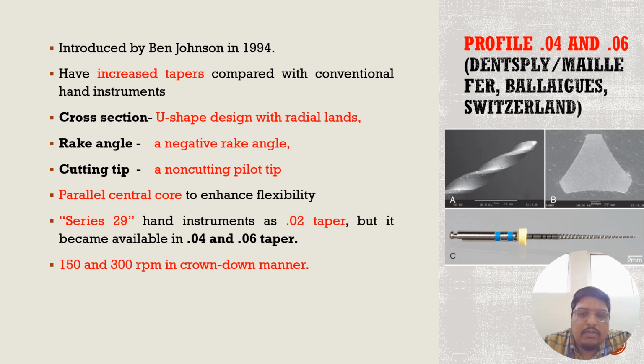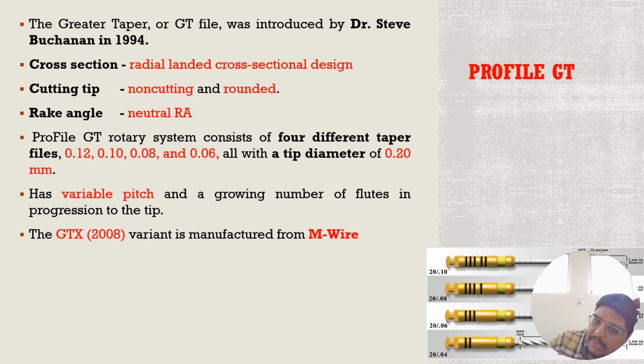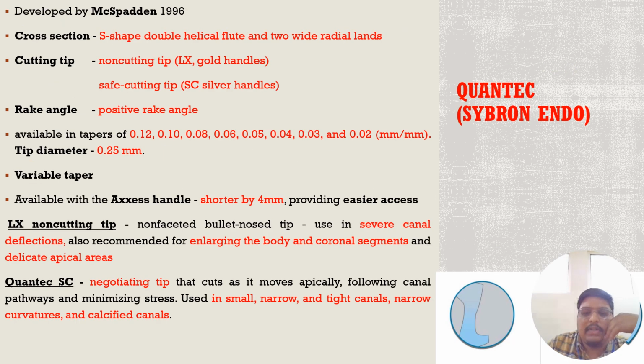Flight of the regions introduced by Ben Johnson. Profile systems: constant 29% increase in the tip diameter of the region. The greatest taper file, the GT file, was introduced by Dr. Steve Butcher in 1994. Rake angle neutral, cutting tip non-cutting, and rounded cross-section, radial and cross-sectional design of the region.